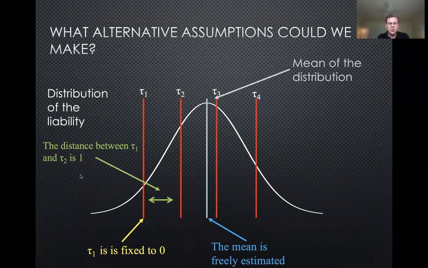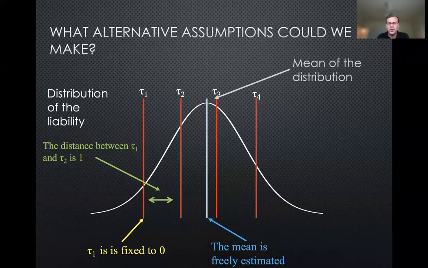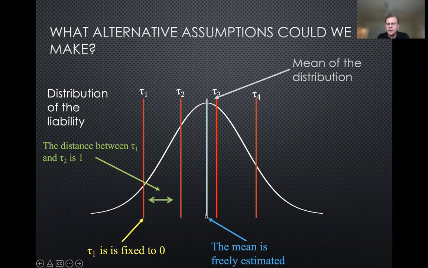So basically, when we're estimating this model, we're fixing tau one to zero, which just shifts the whole numbers to the left. We're fixing the distance between tau one and tau two to an arbitrary value, one. Zeros and ones are really easy to work with. And then we can freely estimate the mean, but we can also freely estimate tau three and tau four, and that can help resolve other types of issues, like, for example, differences in the measurement of the underlying liability dimension across multiple groups.